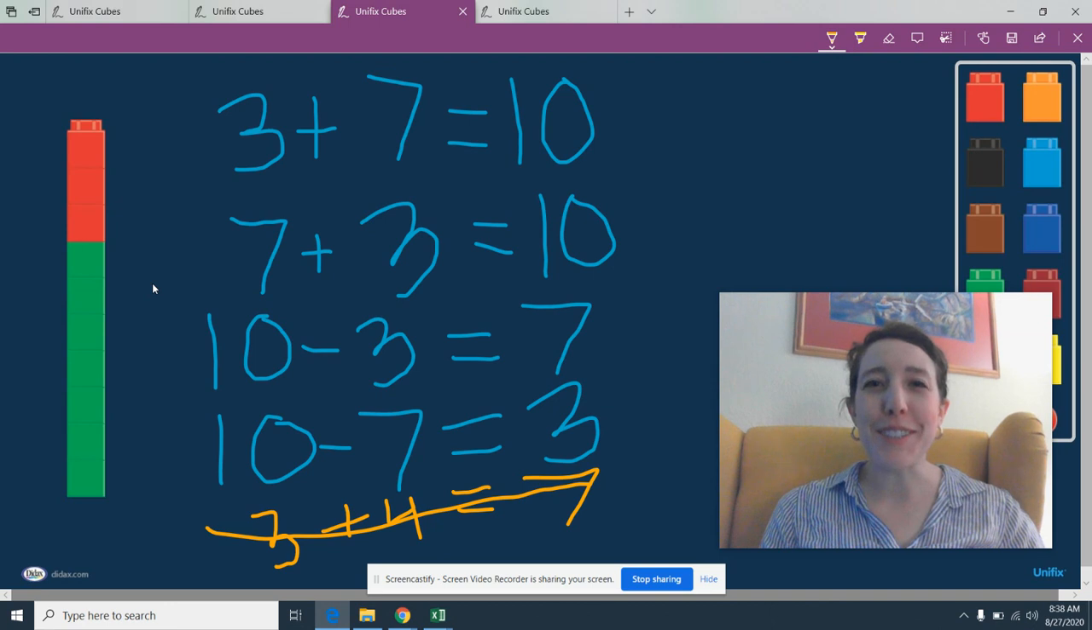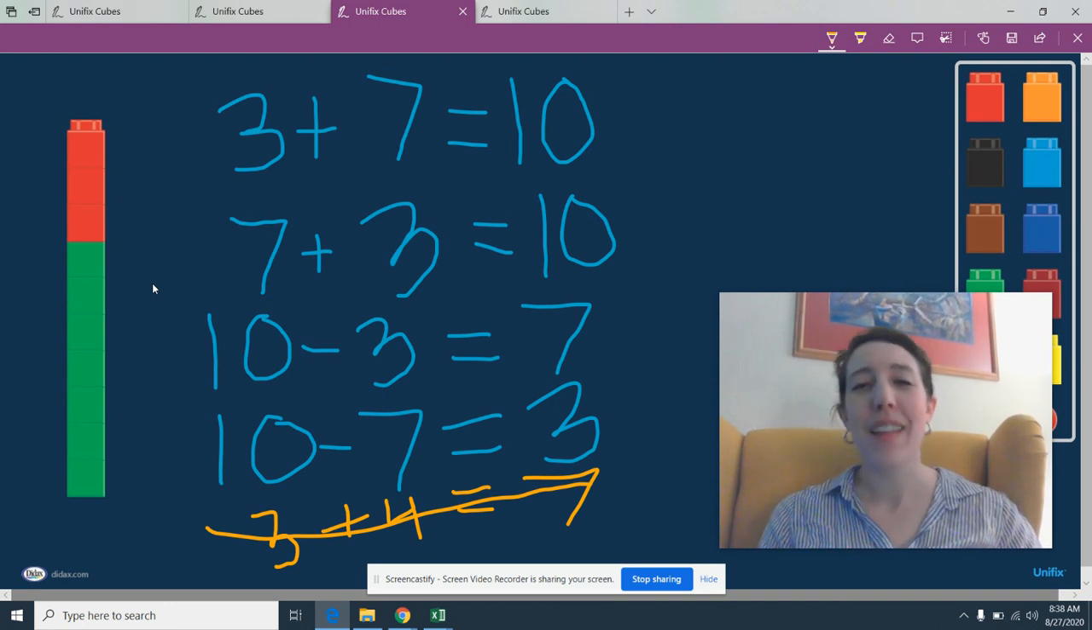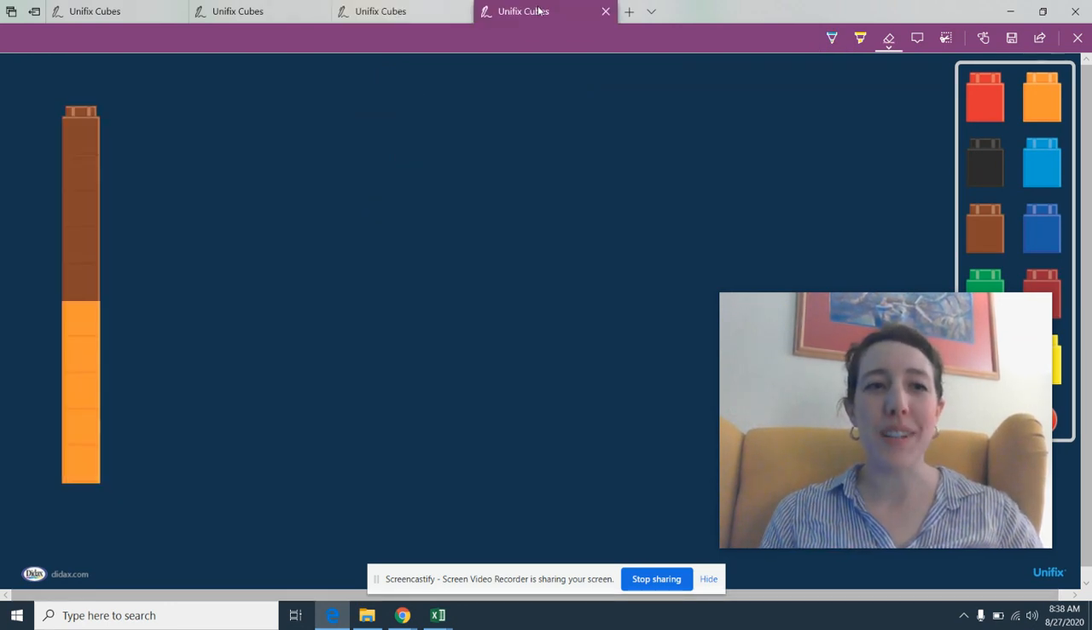Are you ready to try this one more time? So we're going to hop on to the next one. So we're going to do the same thing. In a moment, I want you to press pause and I want you to write down as many math equations as you can that match my Unifix cube. Go ahead and hit pause.